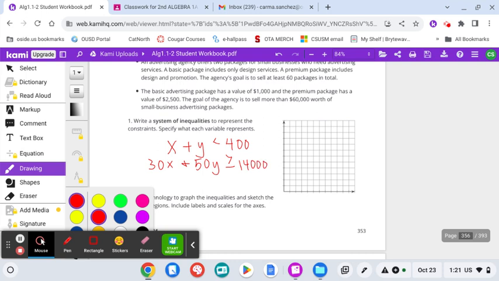So to get the X and Y intercepts of the first one, it's just going to be 400 and 400 since there's nothing to divide. And then 30X for the X intercept, the Y is 0. You just need to divide that by 30. And for the Y intercept, the X is 0. We need to divide that by 50.